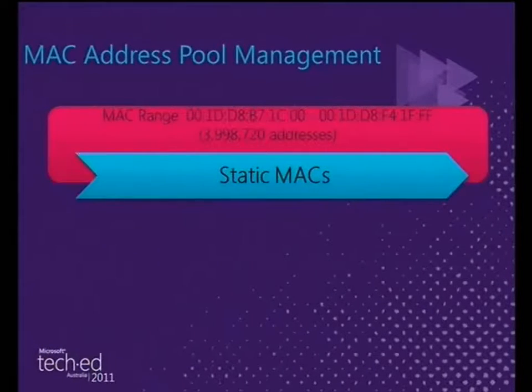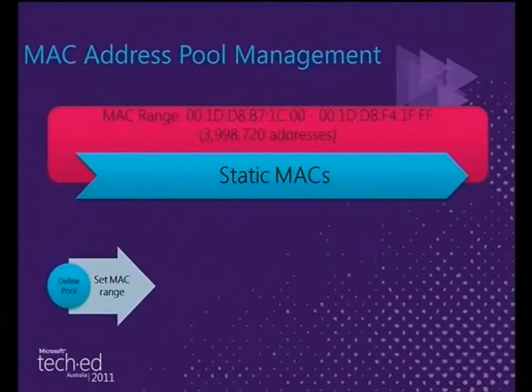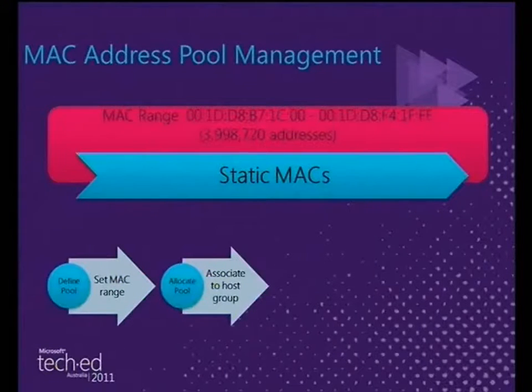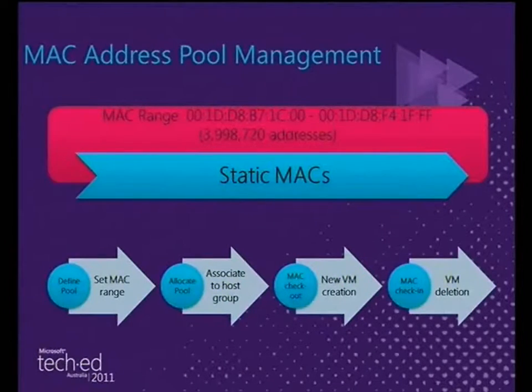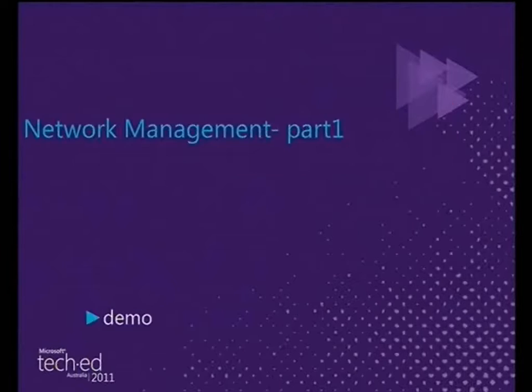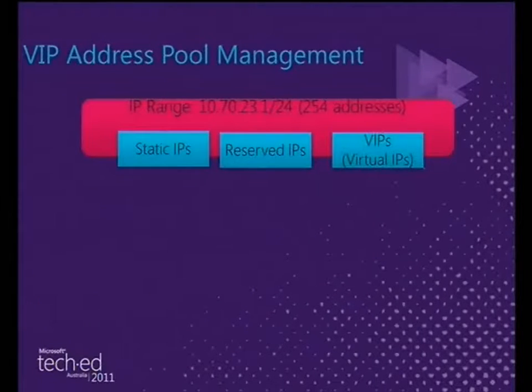So now we have a pool. System Center will manage the pool for the entire host. It doesn't need to rely anymore on the Hyper-V server. So we can define the pool and allocate the pool to a host group. Then when I create a new VM, it gets a MAC address from the pool assigned to that machine, and then it's only for that machine. I did a demo already.